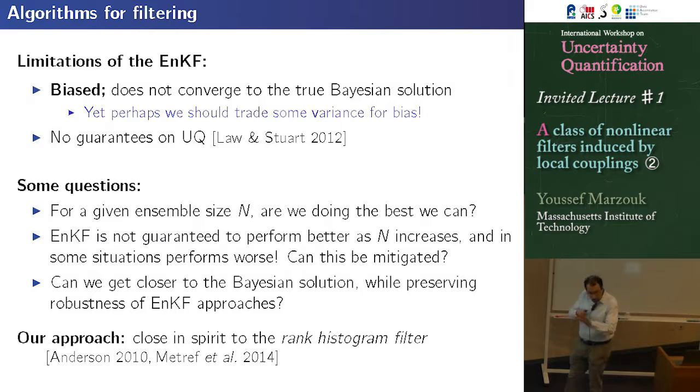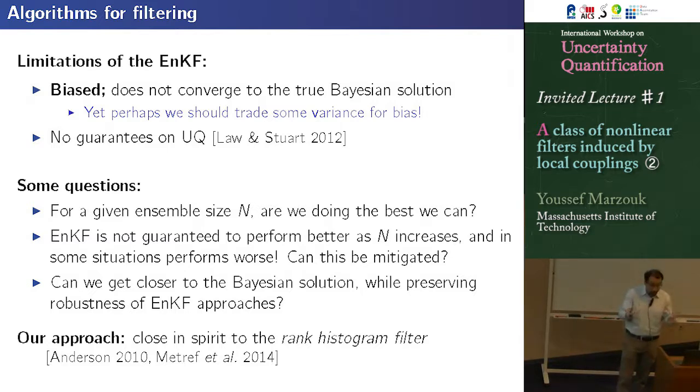So the approach I'm going to talk about today is close in spirit to something that's proposed for very low-dimensional systems, the rank histogram filter from Jeff Anderson and Snyder and others. But we're going to marry this with some new ingredients related to coupling and transport and non-Gaussian Markov random fields that will let us extend these kinds of ideas of nonlinear transformation filters to higher dimensions.